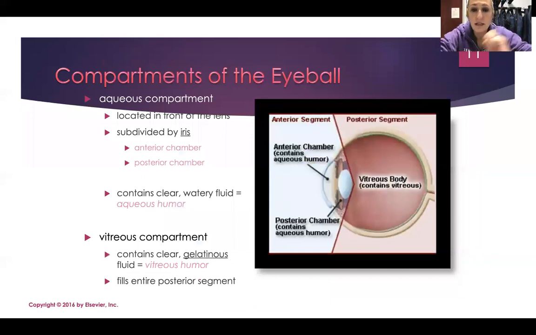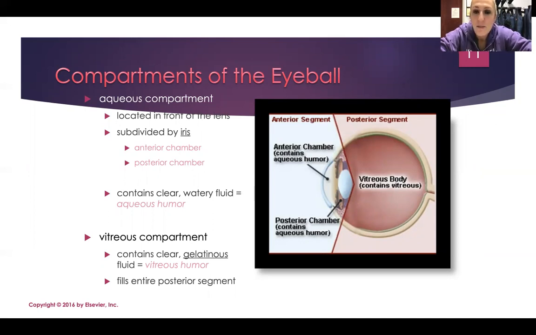So that aqueous compartment is located in front of the lens. I like to call the lens the sucked on skittle. When we dissect the eyeball, you're going to understand why I say that, but it literally is like the shape of a skittle. It has this kind of fibrous texture. And if you've ever sucked on a skittle and it loses its color and gets extra squishy, that's what it looks like.